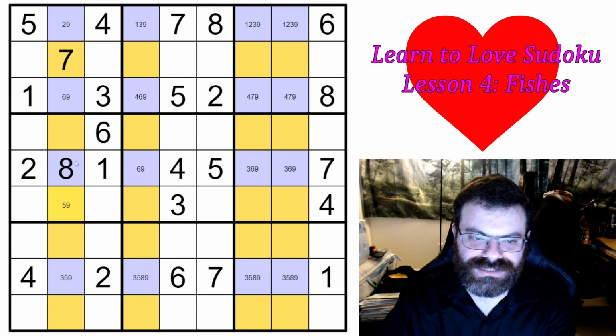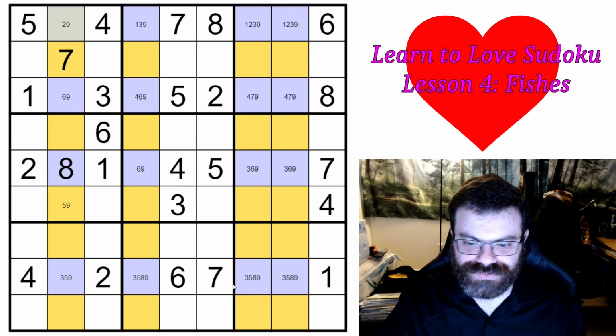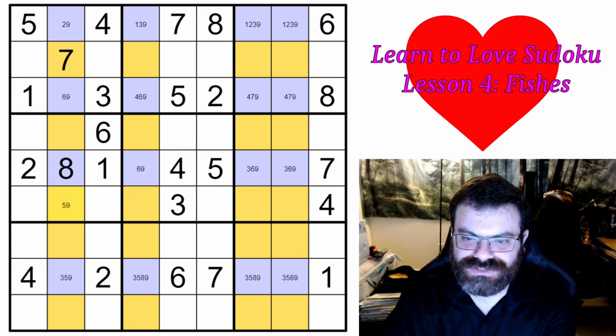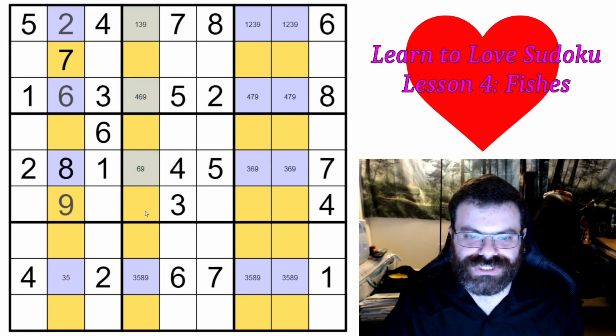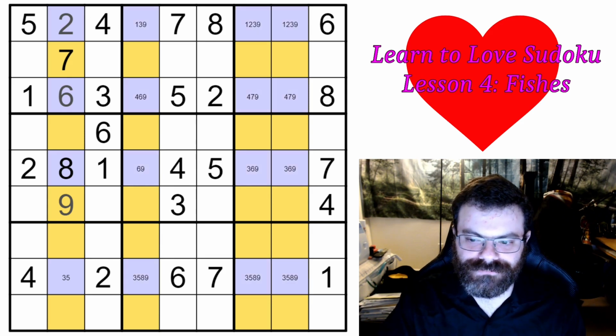And if you think about it, this is the exact same situation where I have 4 9s to place in 4 rows, and they have to go in the same 4 columns. So if I try to put a 9 anywhere else in the column, that would make this a 6, a 2, and this a 3, 5 candidate. And so now I have to put 4 9s into these cells, and there's no way to do that without repeating a 9 in a column.